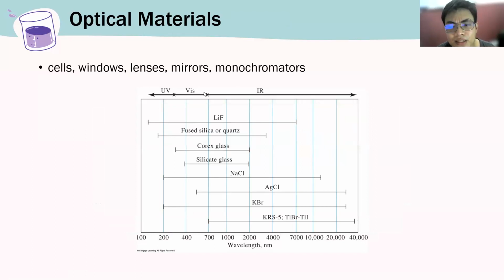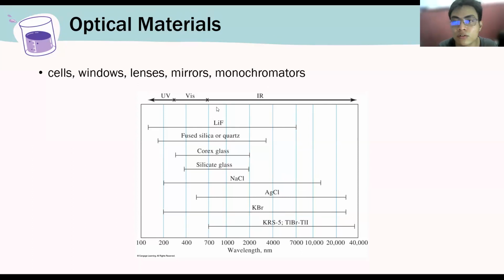Ngayon, pag-usapan naman natin yung parts niya. So, ano yung mga materials na nandun. Pag maglalagay ka ng sample, ito yung mga materials na pwede gamitin: lithium fluoride, silica or quartz, sodium chloride, potassium bromide, etc. Each serves different wavelength. Ang common na nagagamit ko is yung quartz cuvette. So, pakita ko sa inyo ano itsura ng quartz cuvette.